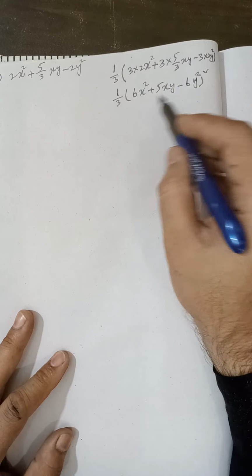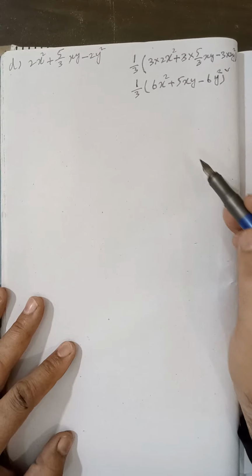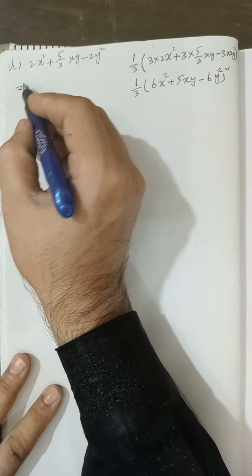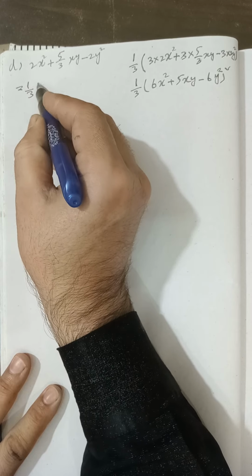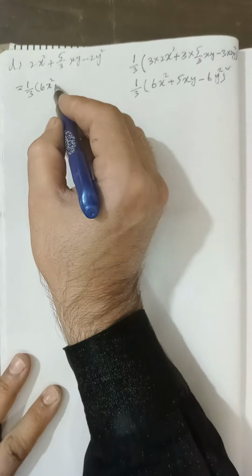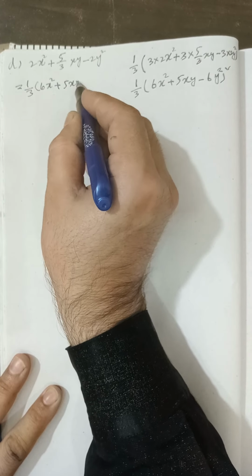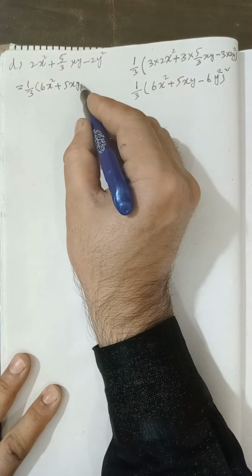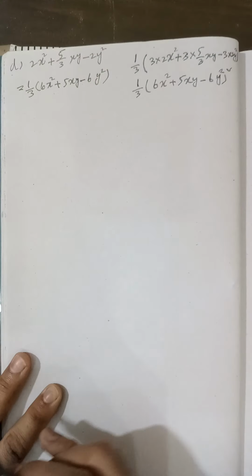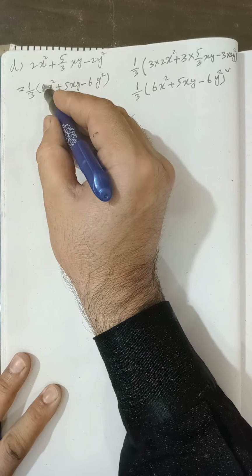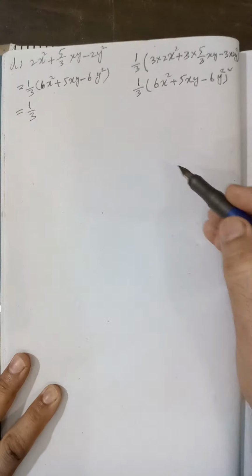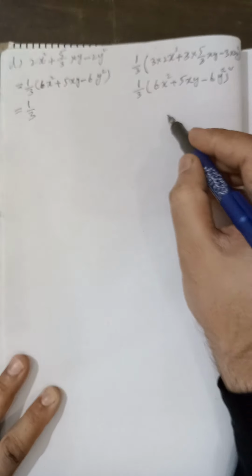We can solve it easily by factorization. So write this term here, 1 over 3 into 6x square plus 5xy minus 6y square. Now find the pair.